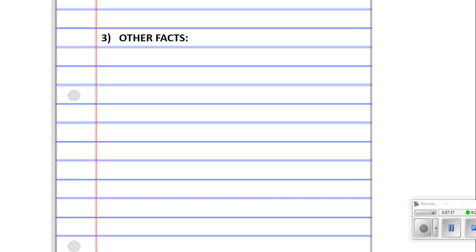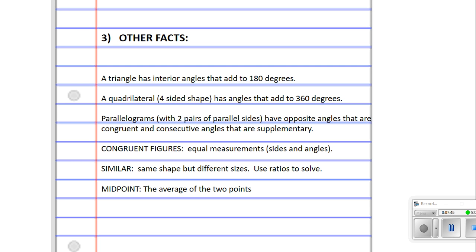All right, and then some other facts that maybe you should know about, just kind of an overview again. A triangle has interior angles that add up to be 180. A quadrilateral is a 4-sided shape, and all of its angles add up to 360. And so then a 5-sided figure, just add 180 to that. So every time you add a new side, you would add 180 degrees to the interior angles.